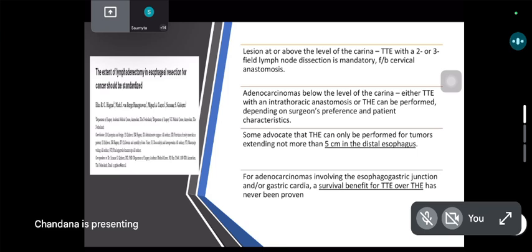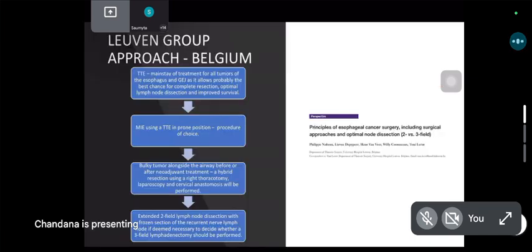For adenocarcinoma involving the esophagogastric junction or gastric cardia, a survival benefit for transthoracic over transhiatal has never been proven. So the important point is, in the case of squamous cell carcinoma, we can do extended lymphadenectomy. For adenocarcinoma of the lower esophagus, there is no need for extended lymphadenectomy. The standard mediastinal lymph node dissection is enough for that.